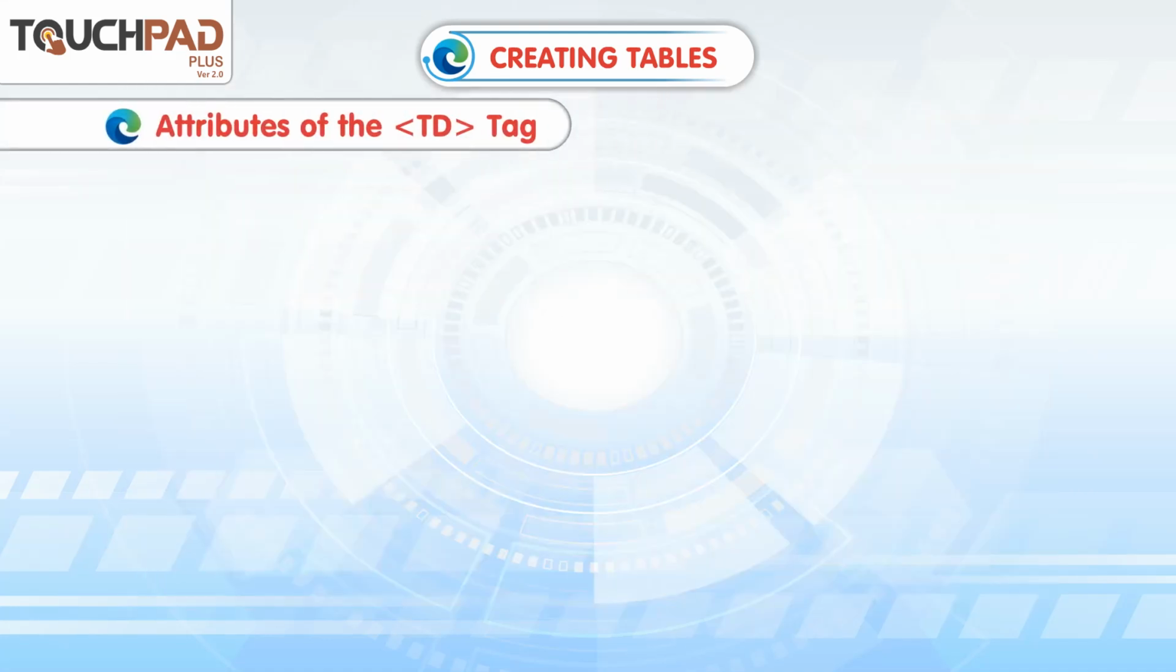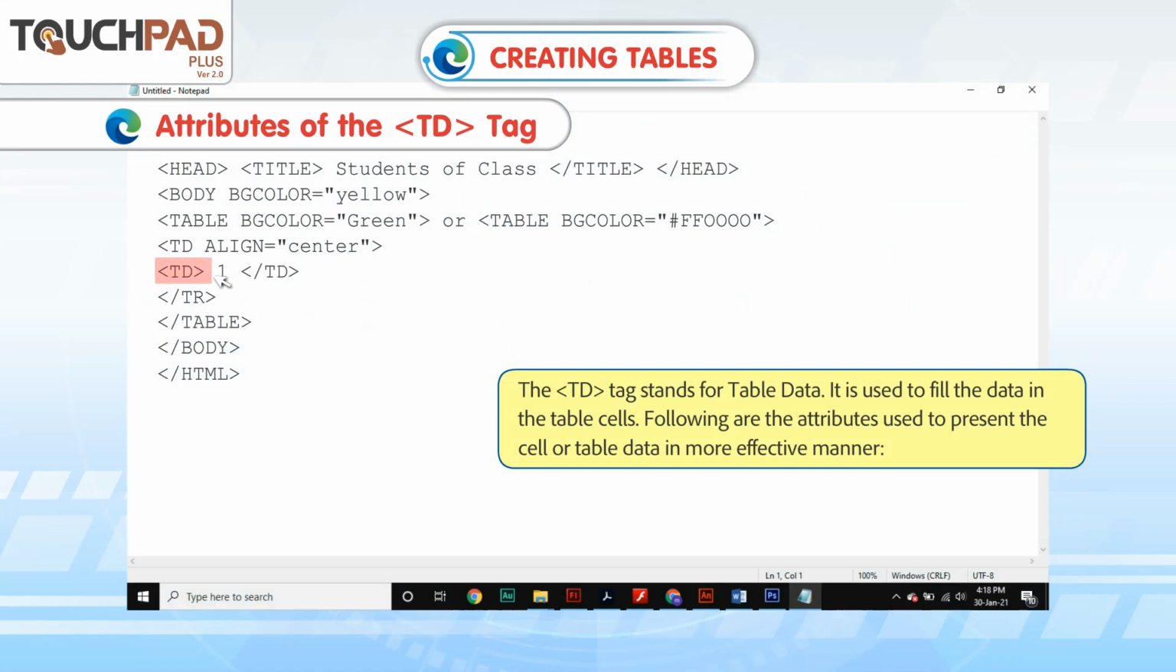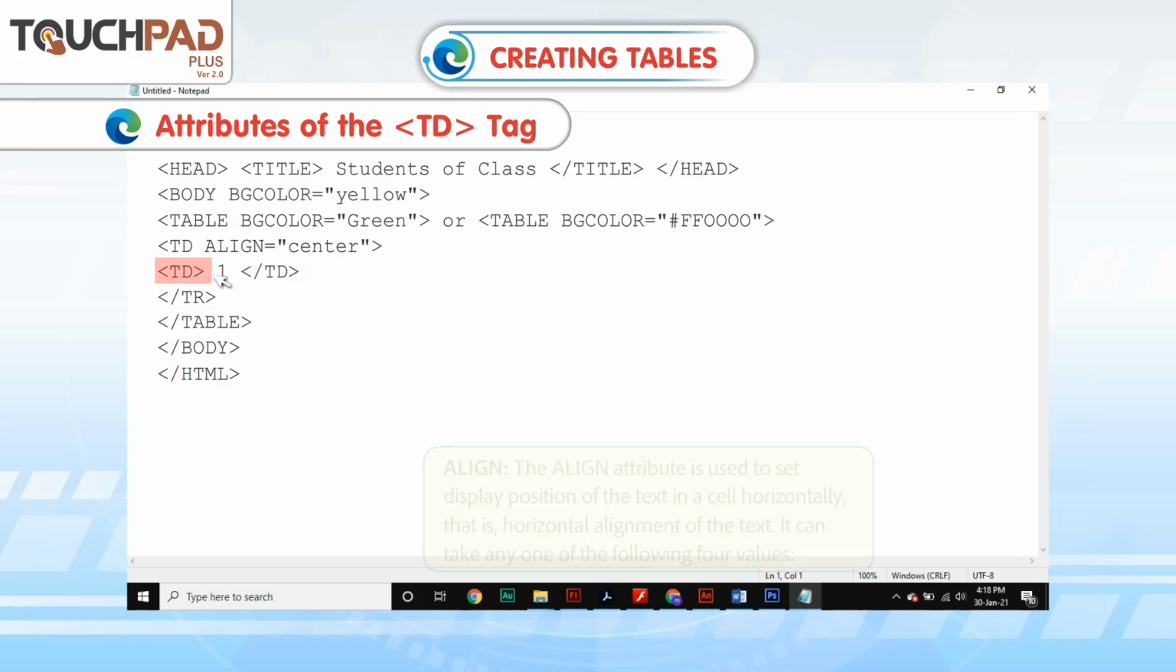Attributes of the TD tag. The TD tag stands for table data. It is used to fill the data in the table cells. Following are the attributes used to present the cell or table data in a more effective manner.